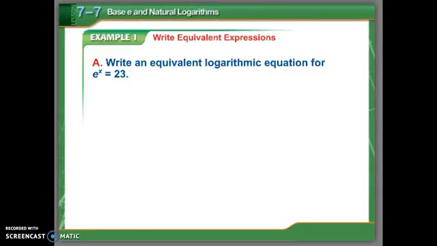So for our first example, we're going to write an equivalent logarithmic equation for e to the x equals 23. What's our value of x? To find e to that power would give us 23. So the first thing we're going to do, just like we did back in lesson 6, is we're going to take the log of each side.